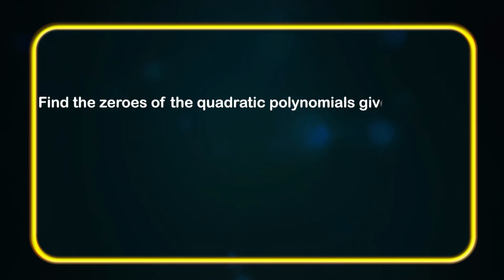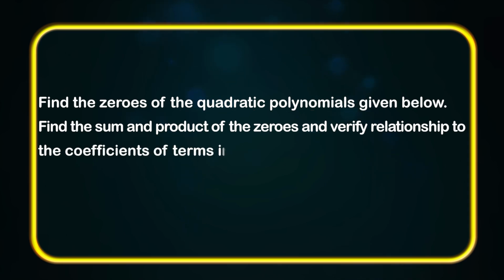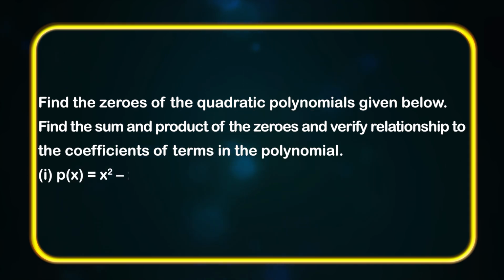Find the zeros of the quadratic polynomials given below. Find the sum and product of the zeros and verify the relationship to the coefficients of terms in the polynomial. 1. P of x is equal to x square minus x minus 6.